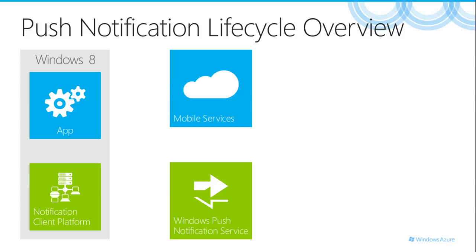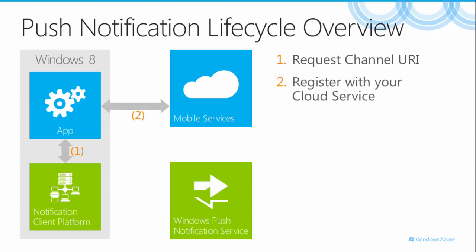We just need to know how to talk to it through either APIs or whatnot. So let's look at the workflow. First thing that you do when you want to send a push notification from your app is request a channel. This is basically a unique identifier that can be used to direct a notification to that particular app instance or tile. So we do that in the notification client platform of Windows.